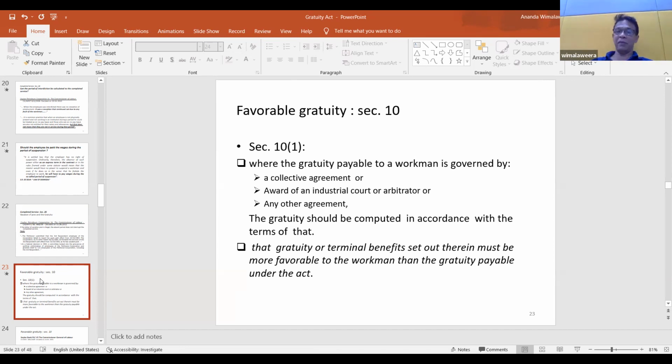Favorable means favorable. According to law, half a month's salary per each year of service. But favorable gratuity means more than that. It is not by law, but law permits such favorable gratuity through collective agreements, sometimes an award of an industrial court or arbitration, or any other agreement. Right.